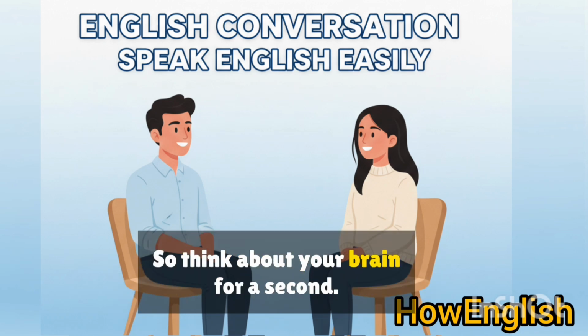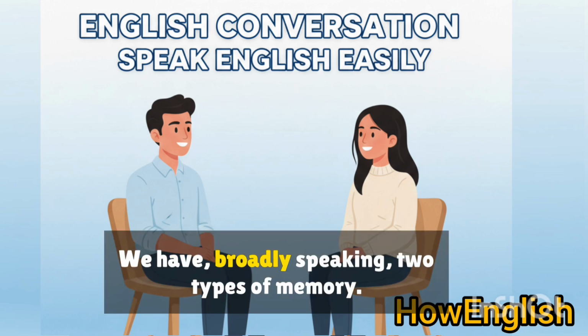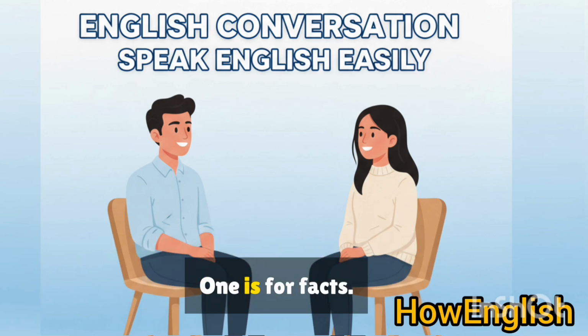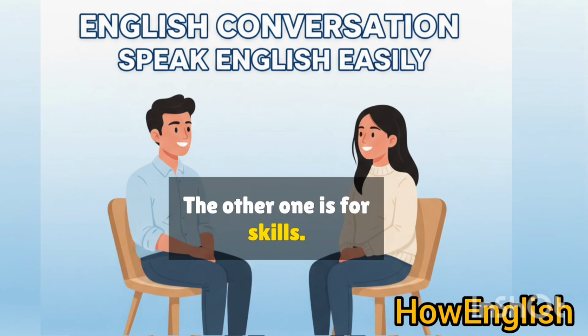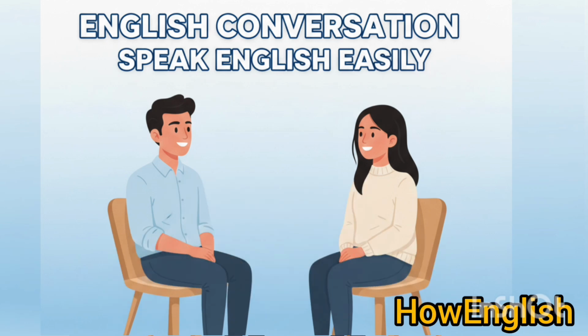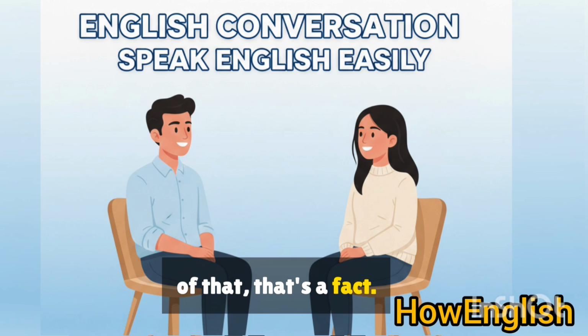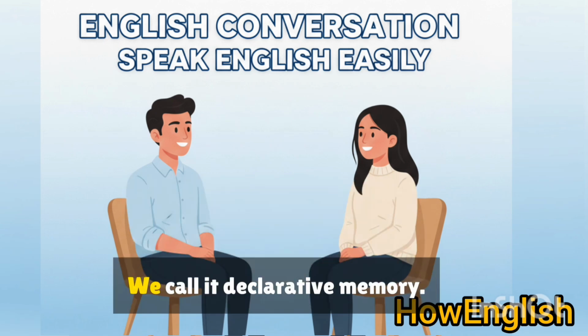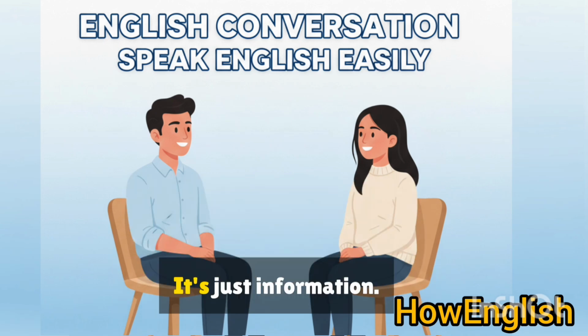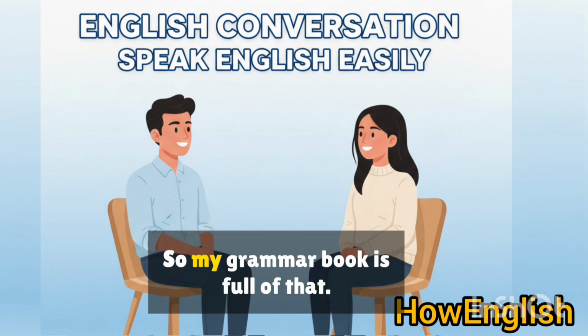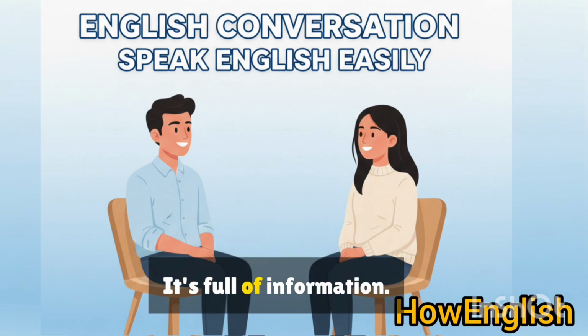So think about your brain for a second. We have, broadly speaking, two types of memory. One is for facts. The other one is for skills. Facts versus skills. Okay, yes. So knowing the rules of English, subject, verb, object, all of that, that's a fact. It's like knowing the capital of a country. We call it declarative memory. It's just information. Okay. So my grammar book is full of that. It's full of information. Exactly.